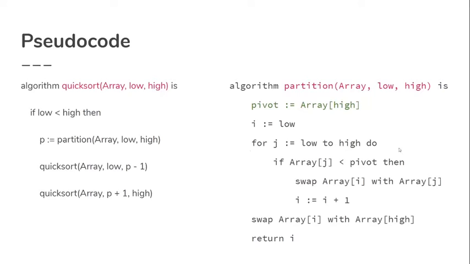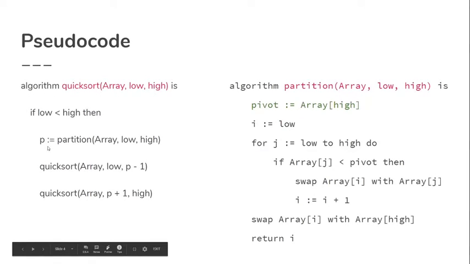Then we run a for loop from the zeroth index to the last index. Whenever the if condition is true, that is, if the first element is greater than the second element, we need to swap and increment i. Once the for loop is completed, we need to swap that i element with the last index. Then we return that i. i is nothing but the pivot index. So from the partition function, we just return that index.